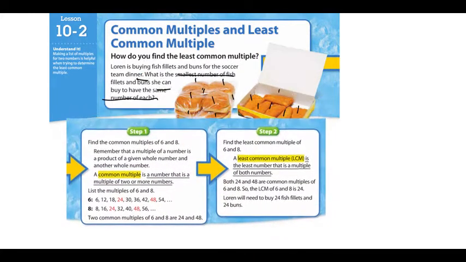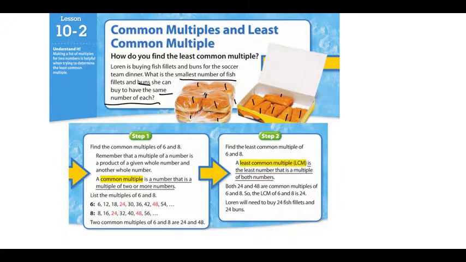Okay, so multiples and factors are not the same thing. A multiple of a number is a product of a given whole number and another whole number. So you'll see the examples here below. A common multiple is a number that is a multiple of 2 or more numbers. So of 6 and 8, basically you're doing 6 times 1, 6 times 2, 6 times 3, and so forth. And so they've done all that with 6 and 8. Okay, 8 times 1, 8 times 2, 8 times 3, 8 times 4.